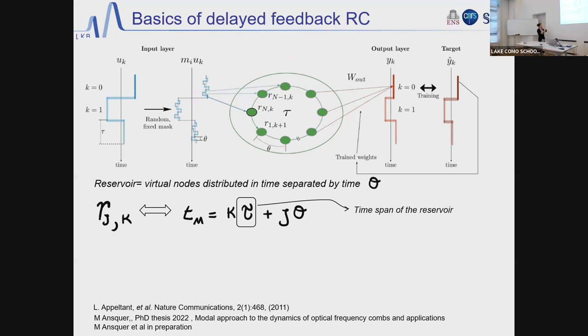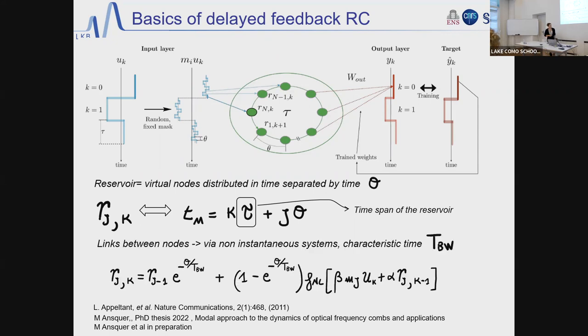The state of the reservoir at time t_n depends actually on the time span, so it's k times the time span of the reservoir plus j theta. And so also we have to implement the link between these different virtual nodes, and we retained one of the possibilities, which is to have a non-instantaneous system that is characterized by a characteristic time.